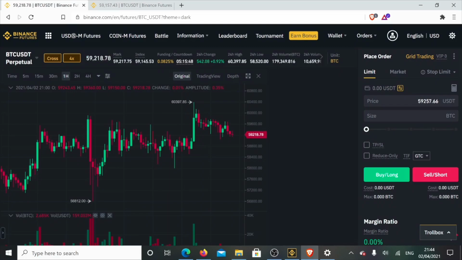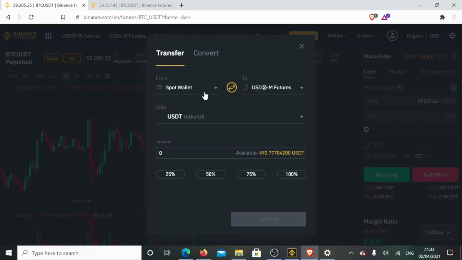I want to show you how you can place orders and close orders, how to use the stop loss, take profit, and all of those things you hear that might be confusing to you. But before doing that, let me show you how you can transfer money into your futures account. Click on this two-edged arrow. Just click on this arrow here.